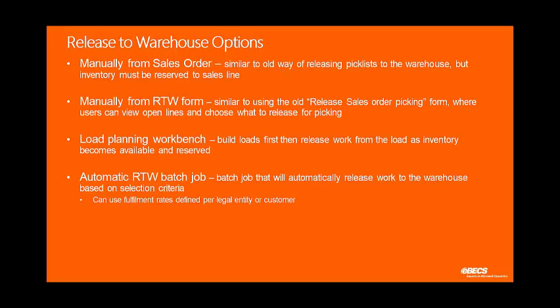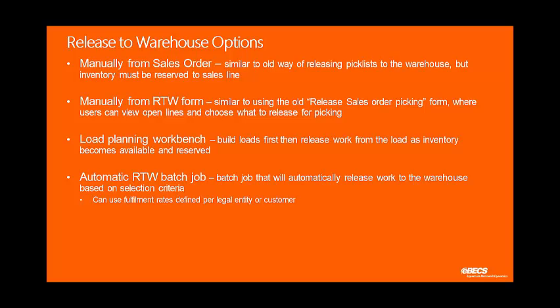Prior to all that work being released, you have the option to say how work should be released to the warehouse. I listed 4 different ways. There's manually from a sales order. You'll see when we get in AX, there's a button on a sales order header that allows us to release work to the warehouse after it's been reserved to the sales order line. It's very similar to posting a picking list from a sales order. We also have manually from the release to warehouse form. In the new warehouse management module, there's a form called release to warehouse, and it shows all open sales order lines as well as if the inventory has already been reserved to them, what their address is, what customer it is, etc.